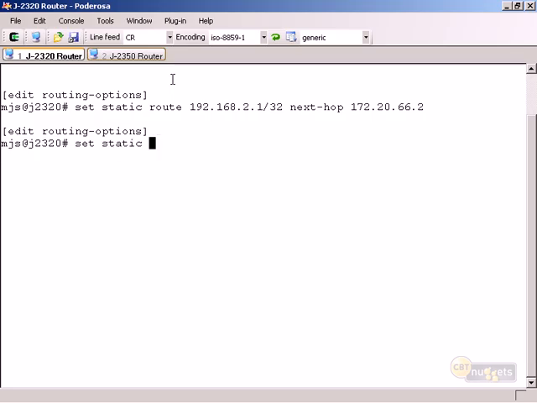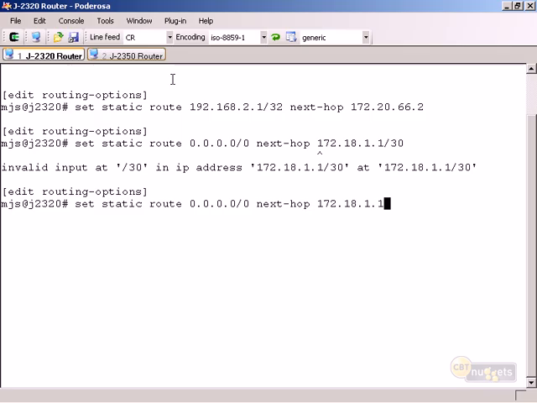set static route, and basically we're going to say 0.0.0.0/0. That's basically any, and the next hop is going to be, in our case, that upstream ISP router 172.18.1.1/30. Oops, we don't put the /30 on there. Okay, so the next hop is 172.18.1.1. That's the upstream router of the service provider, and there we go. I need to commit my changes. Let's go ahead and do a commit and quit so we can go back to operational mode and we can look at our routing table again.